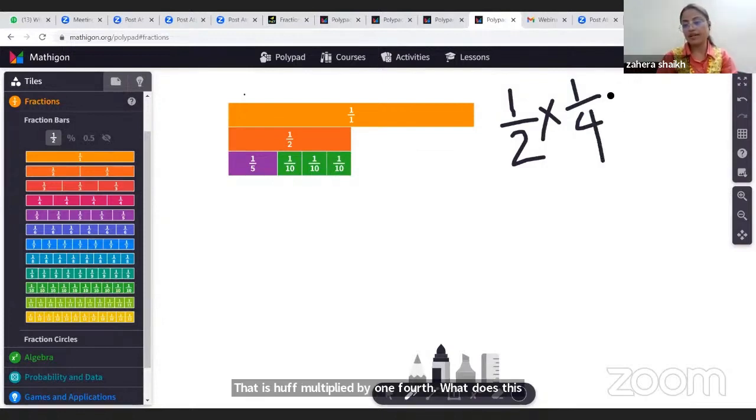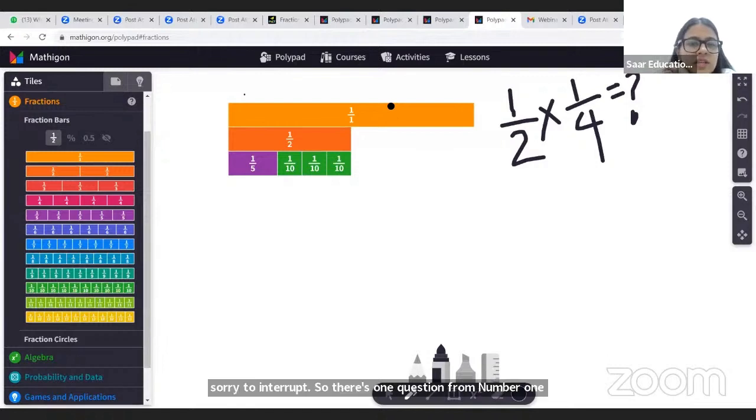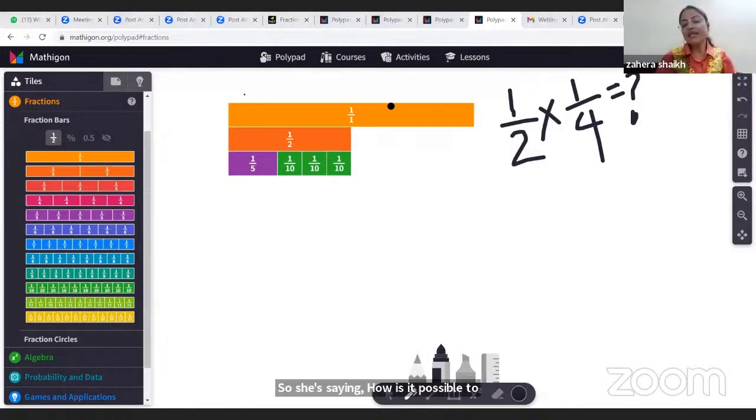How does it look, or what visualization do I get? Yeah, there's one question from Namrata Malhotra. She's saying, how is it possible to solve for bigger numbers? So for bigger numbers, ma'am, are tiles not essential for this?